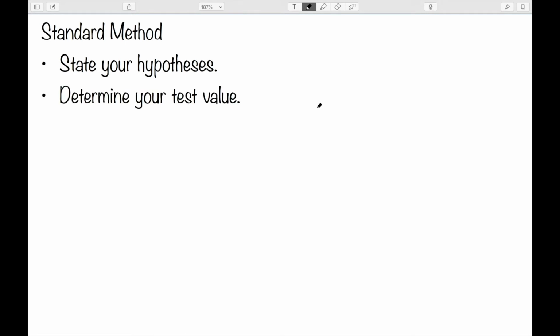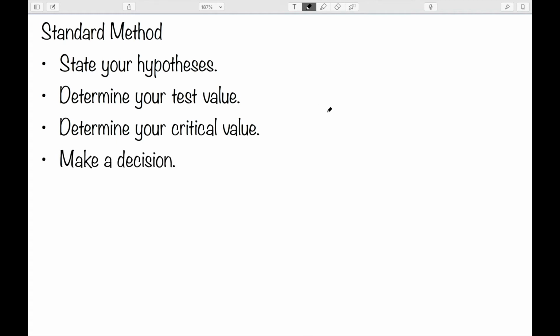We're then going to determine a test value. And the way we determine this is going to depend on what type of test it is that we need to run. We then need to determine what's known as a critical value. And so we'll look at how to properly find both the test value and the critical value in a separate video. The next thing is to determine your critical value, which is going to essentially be a cutoff value. And then finally, we need to actually make a decision. So let's look at exactly what it is that we're doing here.